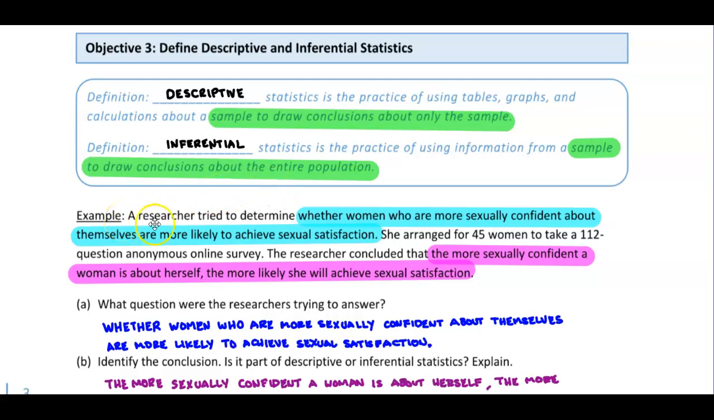In this example, a researcher tried to determine whether women who are more sexually confident about themselves are more likely to achieve sexual satisfaction. She arranged for 45 women to take a 112-question anonymous online survey. The researcher concluded that the more sexually confident a woman is about herself, the more likely she will achieve sexual satisfaction.